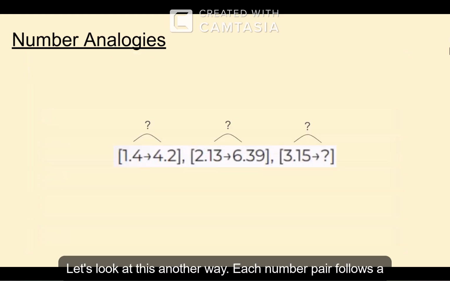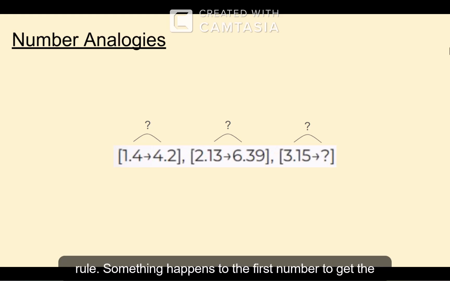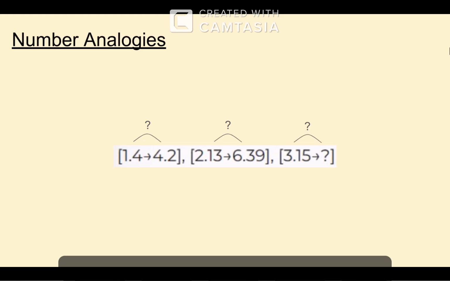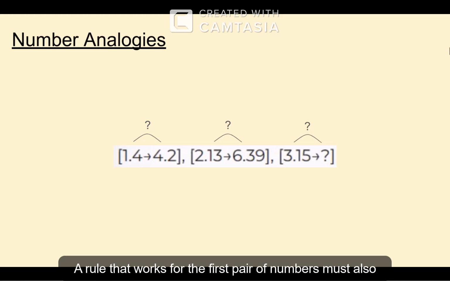Let's look at this another way. Each number pair follows a rule. Something happens to the first number to get the second number. How do we go from 1 and 4/10 to 4 and 2/10? A rule that works for the first pair of numbers must also work for the second pair of numbers.